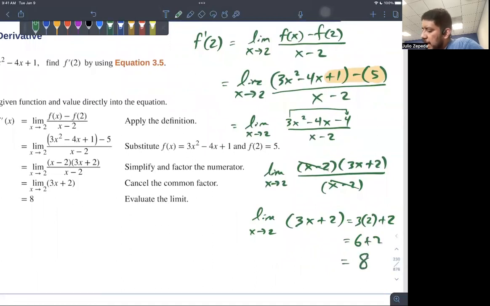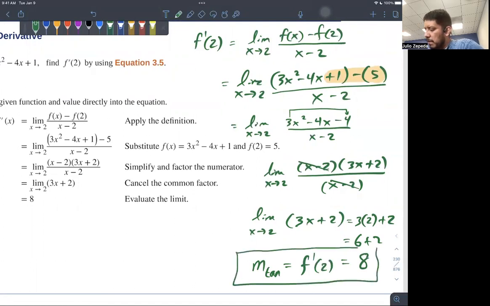And so the slope of the tangent line at x equals 2 is equal to 8, but we also now have called this the derivative of f at 2 is 8. Okay, so those are the same thing. The derivative of f of x at a equals 2 is the same thing as the slope of the tangent line at x equals 2.